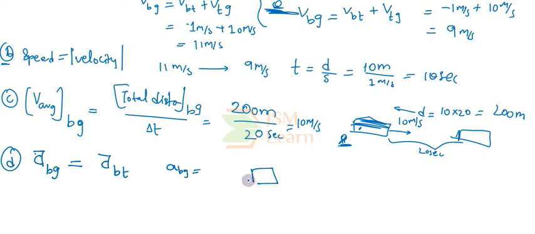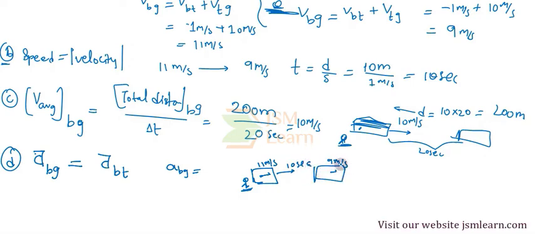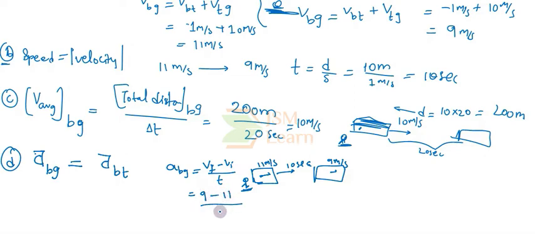In the above, we have seen that with respect to the person standing on the ground, the ball was moving with 11 meters per second velocity, and after 10 seconds the velocity of the ball changed to 9 meters per second. So the acceleration of this ball with respect to the person standing on the ground is v final minus v initial over t. Here v final is 9 meters per second minus 11 meters per second, over the time taken between them, which was 10. So overall it is minus 2 by 10, that is minus 1 by 5 meter per second squared. So it is the acceleration of the ball with respect to the ground.